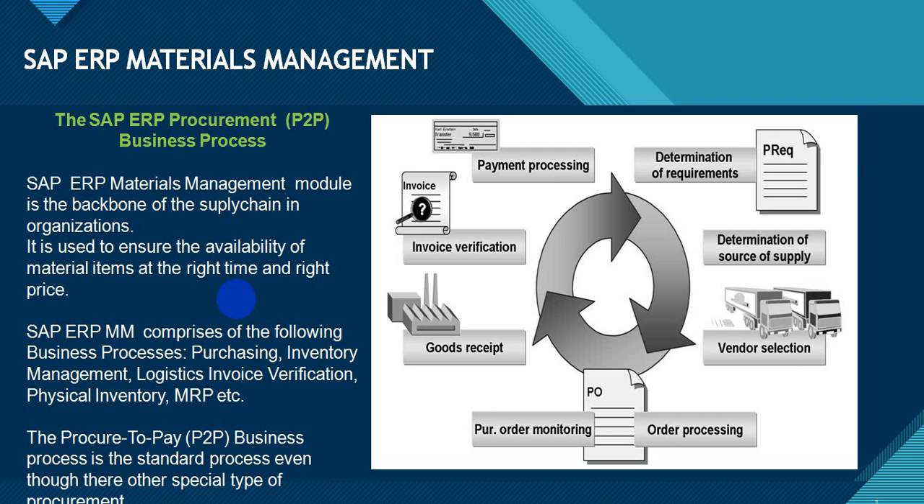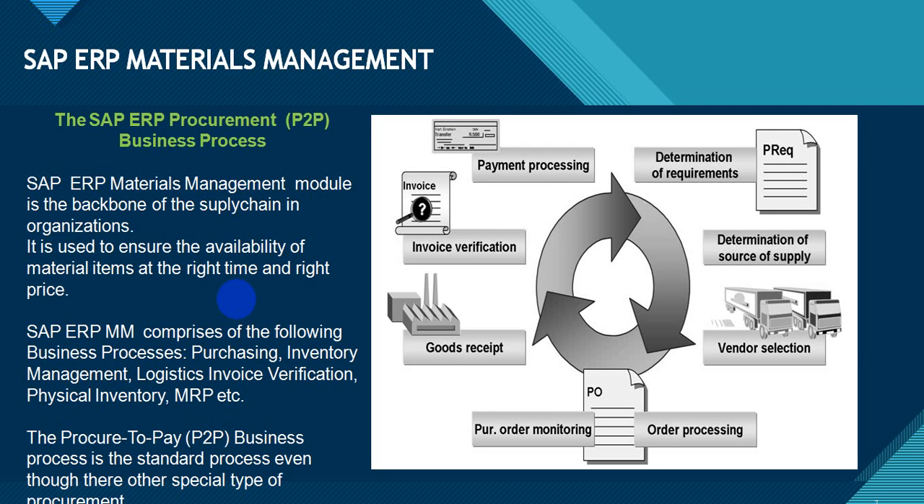We have other processes. We have the stock transfer business process. We have subcontracting. We have a vendor consignment process. These are special processes, a special type of procurement. All right, but let's look at the standard procurement, which is the procure to pay business process.